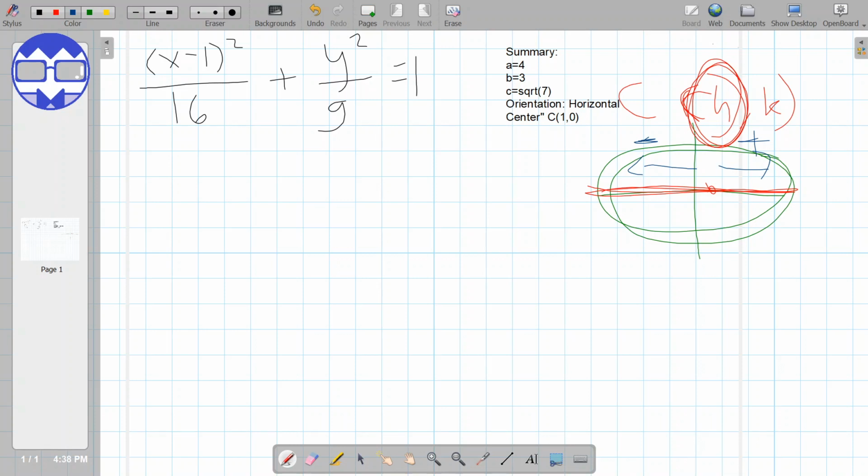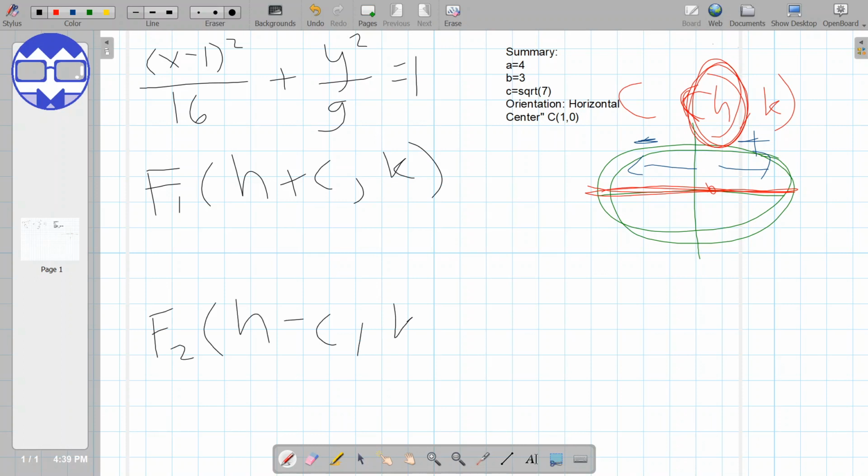Okay, so we can say that our focus 1 will be H plus C, K, and our focus number 2 is H minus C, K. And what is our H? Our H is actually 1. Our K is 0. So we can replace this. Let's try to erase. Replacing H with 1, so this is 1, this is 1, and our K with 0. Again, 0, it's here, 0. Let's put 0 here and 0.